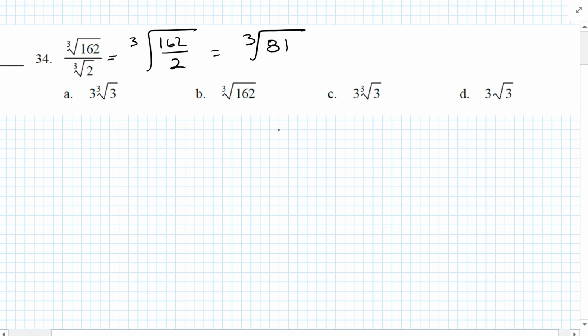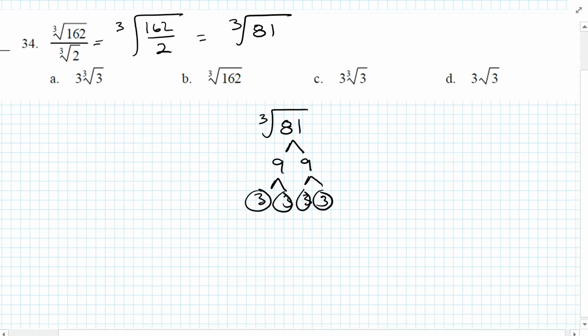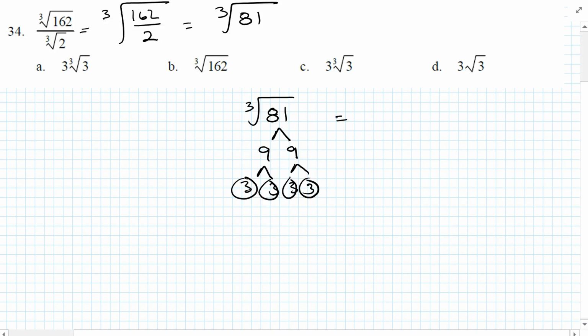So let's prime factor 81. So I've got the cube root of 81. Well, I know 81 is 9 times 9, and that is 3 times 3, 3 times 3. So I've got 4 3s. So I could really rewrite this as the cube root of 3 to the 4th. How many times does the index go in the exponent? 1 time. So 1 3 escapes, and what's left? 1 3. So I have 3 times the cube root of 3.